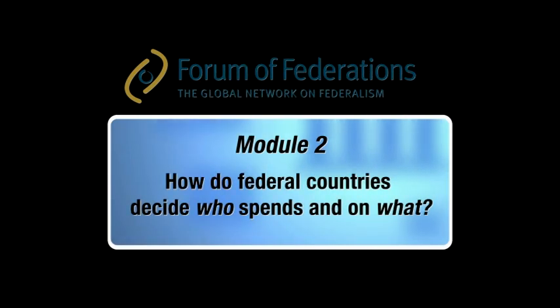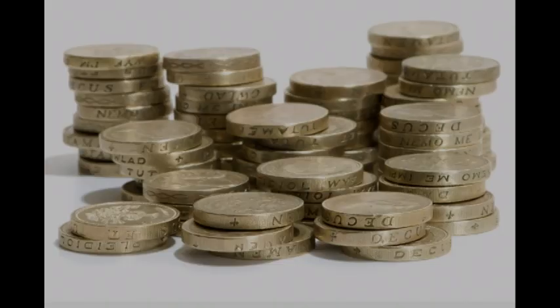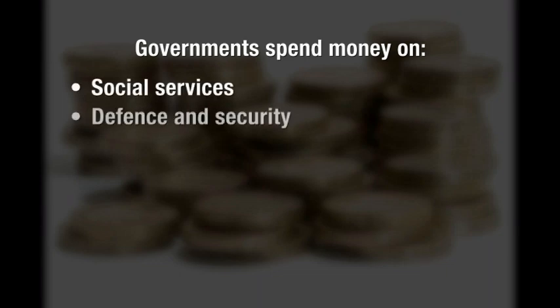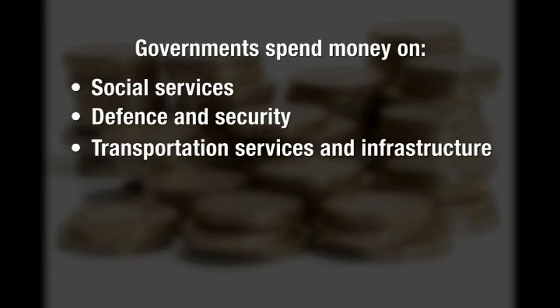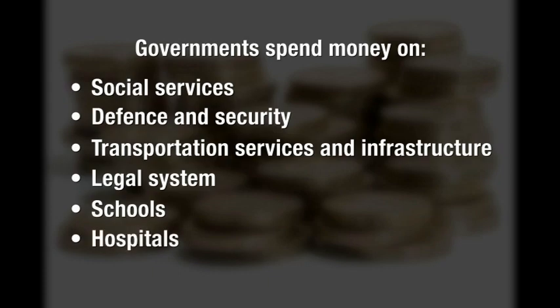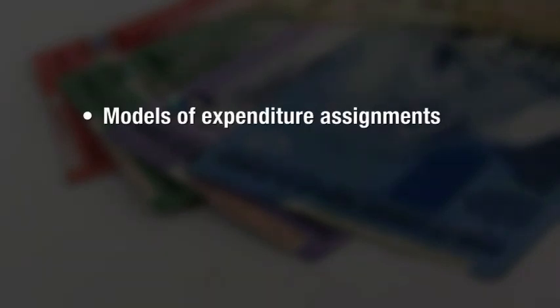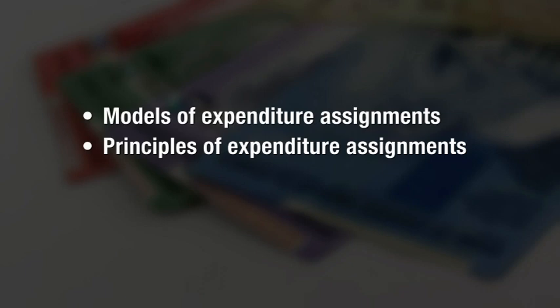How do federal countries decide who spends and on what? Spending money is how all countries provide social services, defense and security, transportation services and infrastructure, a legal system, schools and hospitals, and the many other things that governments do. In this module, we'll examine the models of expenditure assignments, the principles of expenditure assignments, and the challenges faced by federal countries regarding expenditure assignments.